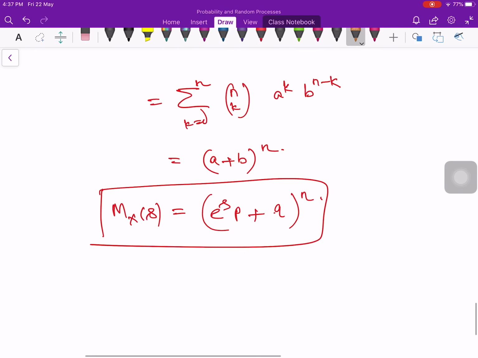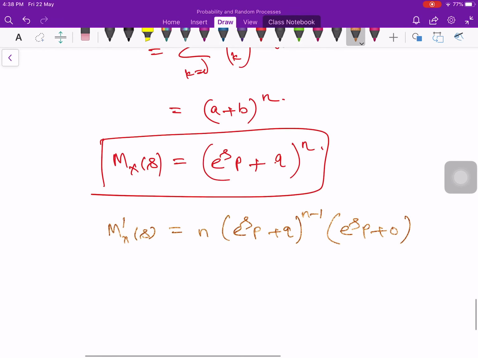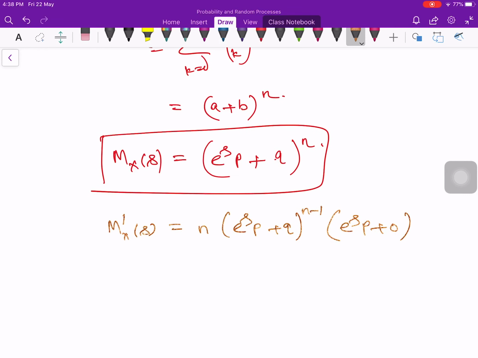So in order to find the mean of this random variable, let us differentiate with respect to s once. So M_x prime of s equal to n times e to the s times p plus q whole to the n minus 1 times, differentiate one more time the inner terms. So you'll get e to the s times p plus 0. Because you have two terms, you need to do it by parts.